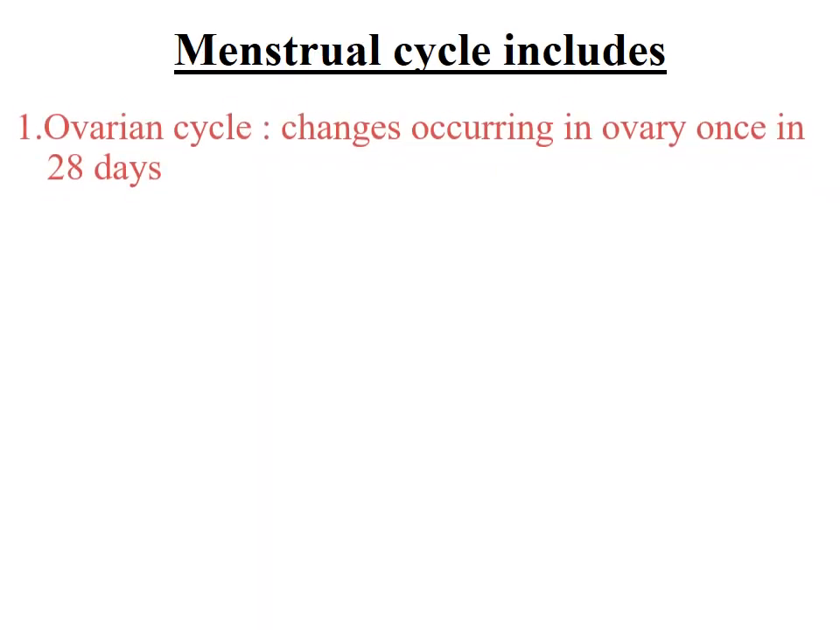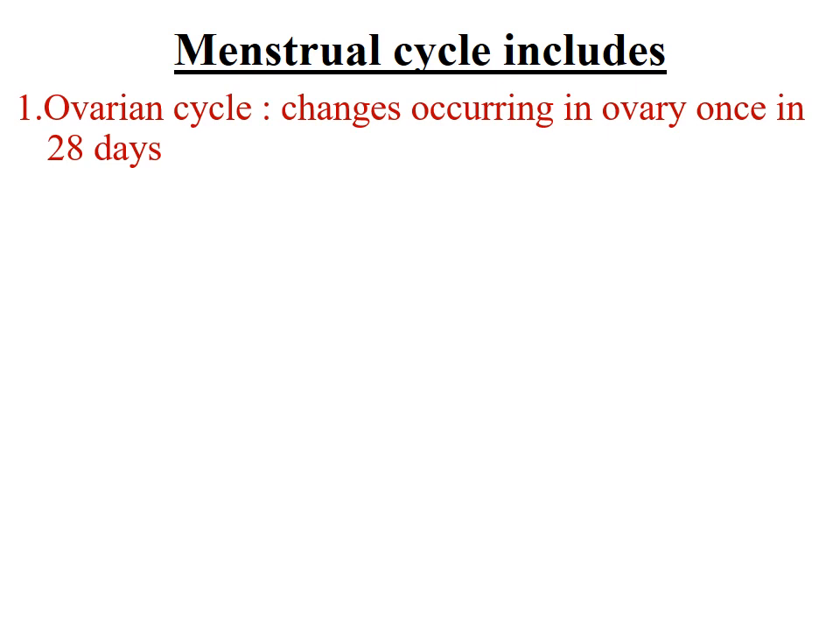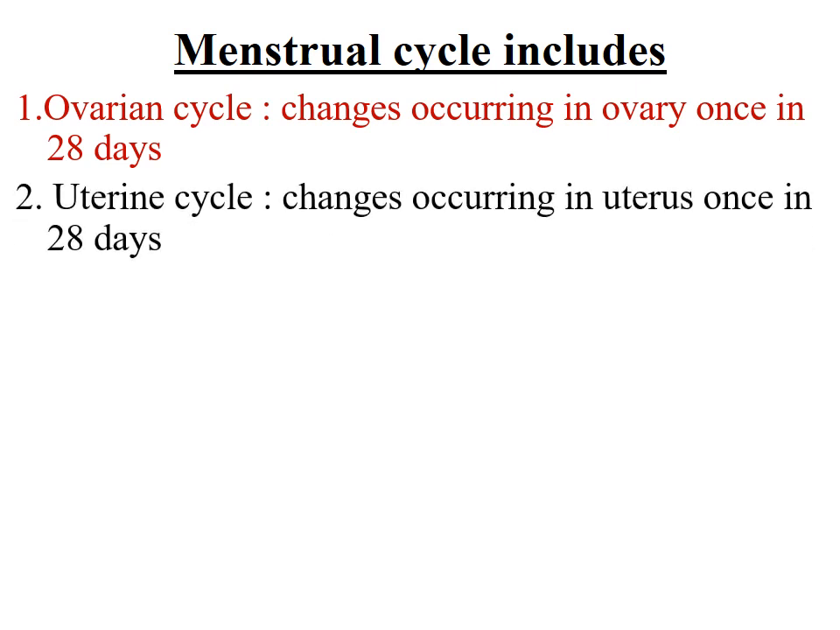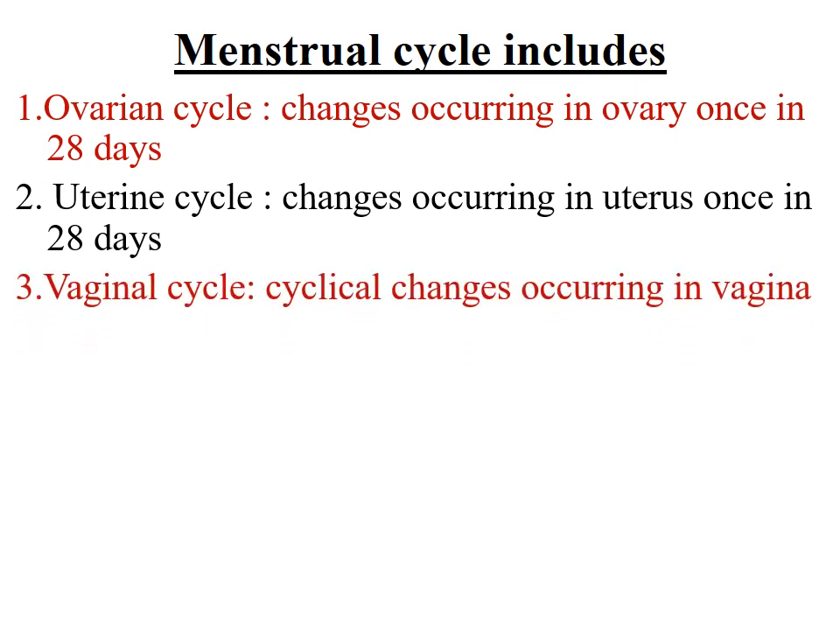Menstrual cycle includes the ovarian cycle, which means the changes happening in the ovaries once in 28 days. Uterine cycle, the changes that occur in the uterus once in 28 days, and the vaginal cycle, the cyclical changes occurring in the vagina. So in all these three areas you will be seeing the changes during the menstrual cycle.